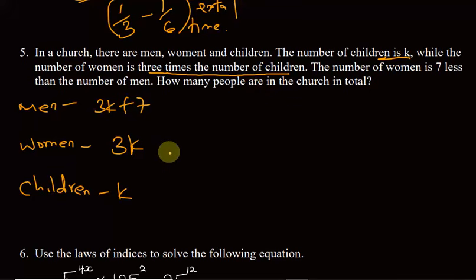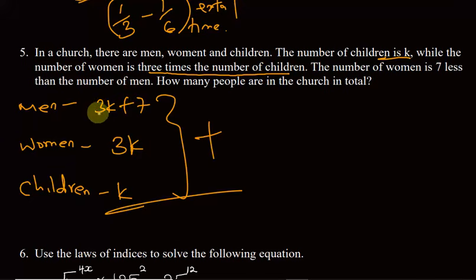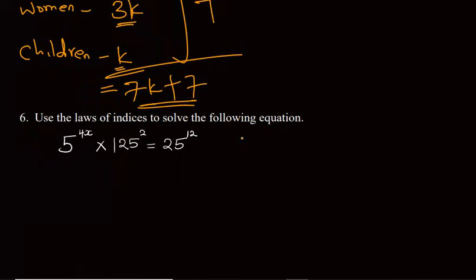How many people attended the church in total? So we add everything. We have 3K plus 3K, 6K, plus K, 7K, then plus 7. So this is our answer, 7K plus 7.